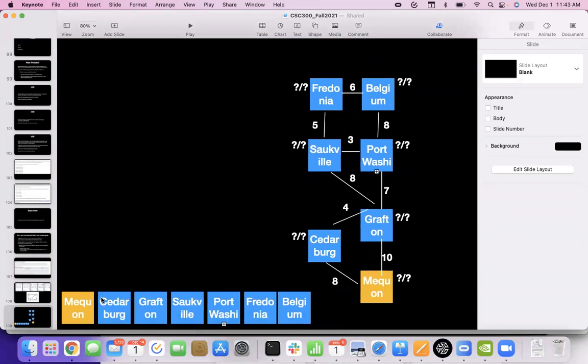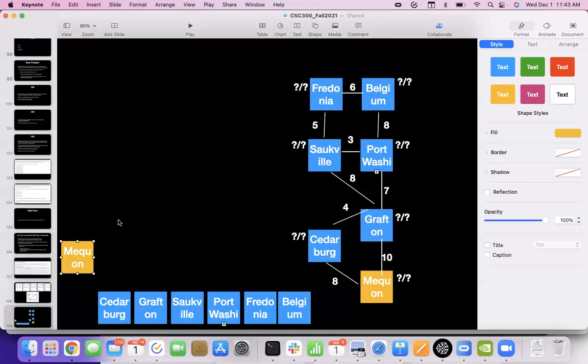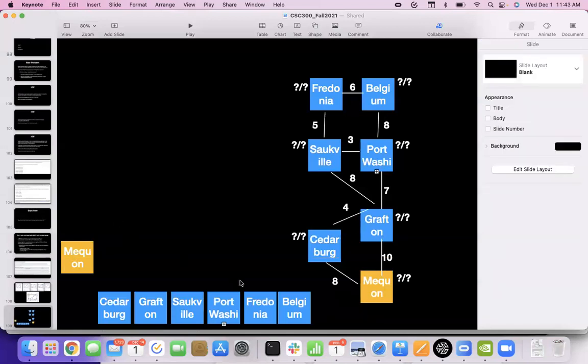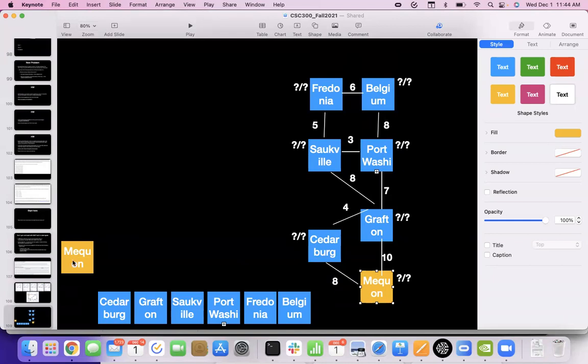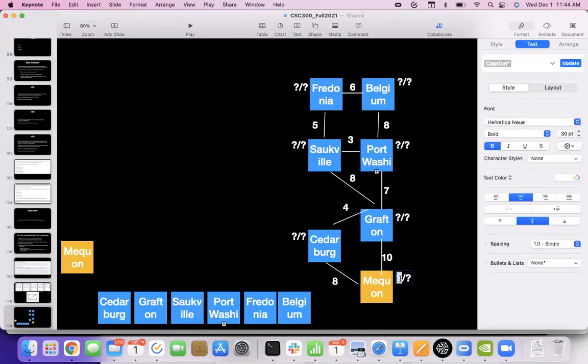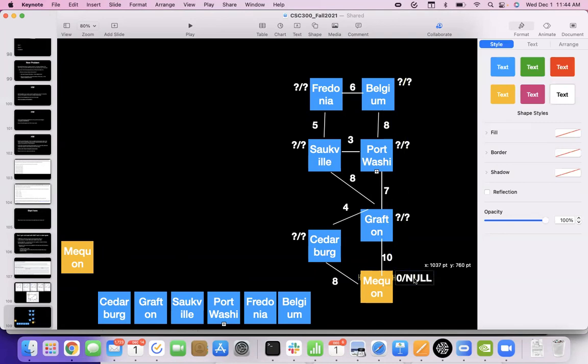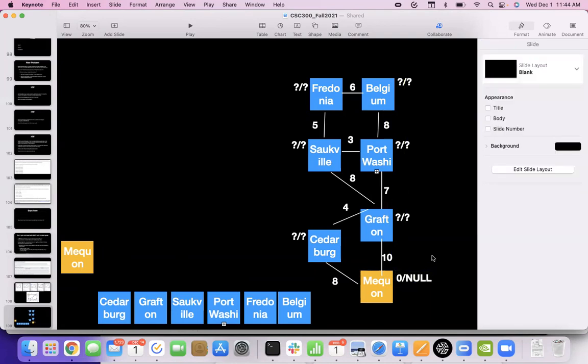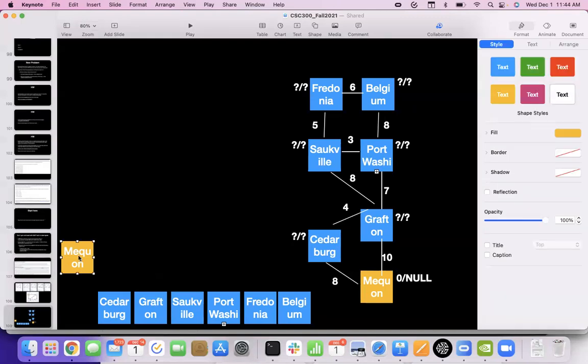All right, so this is my queue of locations. So we'll go ahead and dequeue our first thing, Mequon. The distance from my starting location, Mequon, to itself will be 0. Null value there or something like that. Okay. All right, so that's what it took to get to there. So we're done with Mequon. Throw that guy out.